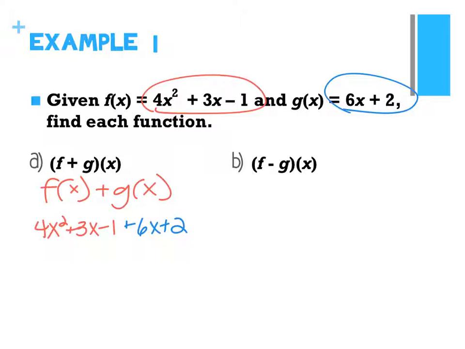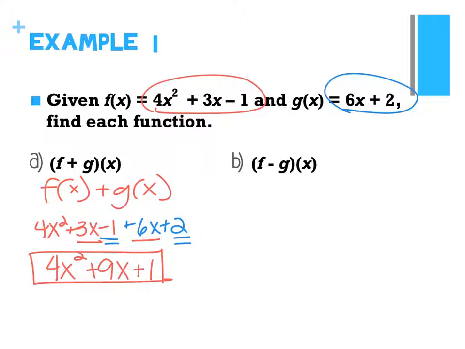There's only one x squared, which means the 4x squared gets left by itself. There's 3x and a positive 6x. If I add those two together, I get what? 9x. And then there's a negative 1 and a positive 2, which would give me positive 1. That's it. Just combine your like terms. Questions on that one?